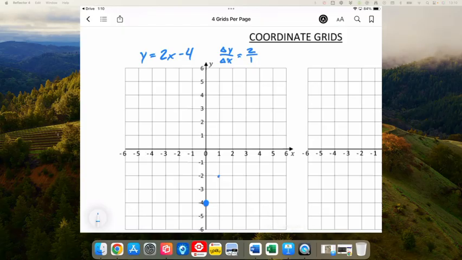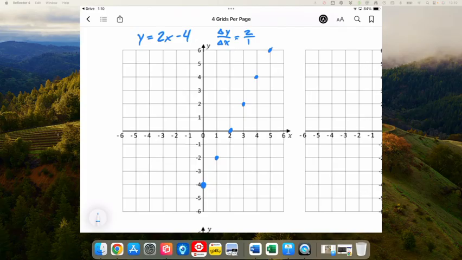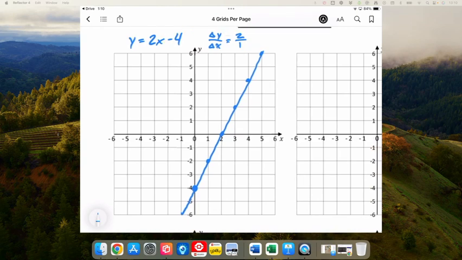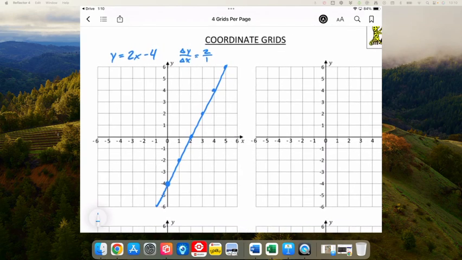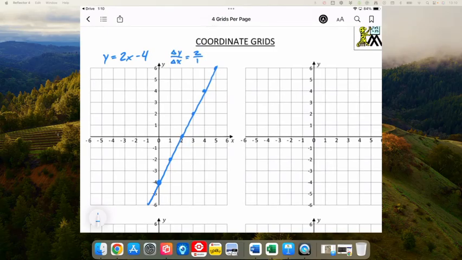And so from our first point, up 2 to the right 1, up 2 to the right 1, and so on. You only need 2 points to make a line, but for the sake of practicing the slope piece, I chose to do it that way. So that's what the equation 2x minus 4 would look like on a graph. Again, the last number is the initial value, or the y-intercept, and that's where we are going to start.